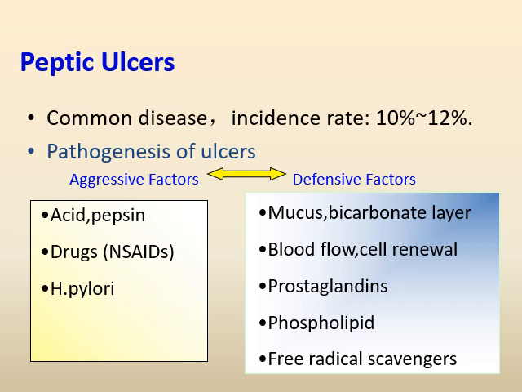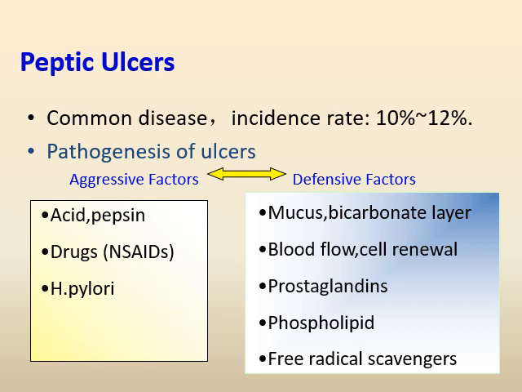You know that peptic ulcer is a common disease, the incidence between 10 to 12% and even more than that, and the pathogenesis of the ulcer is an imbalance between the aggressive factors causing the ulcer and the defense mechanism. The aggressive factors include the secretion of acid, pepsin, drugs like the non-steroidal anti-inflammatory agents such as aspirin, indomethacin, morphine, diclofenac sodium, and others, and also the presence of H. pylori. Also, many habits like smoking and alcoholism can affect the acid production and can cause erosion and ulceration.